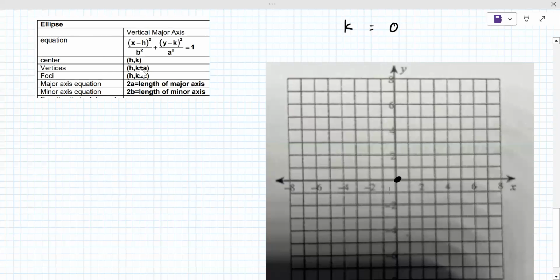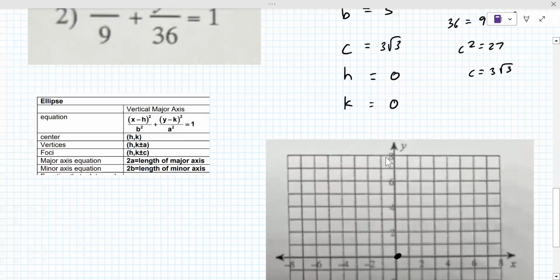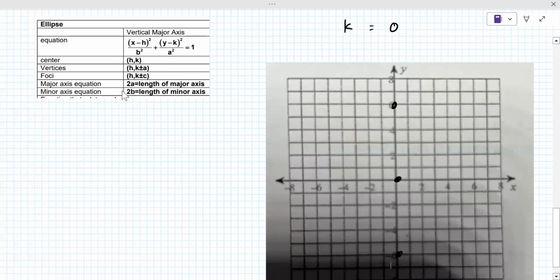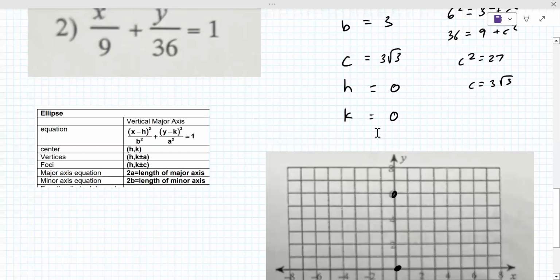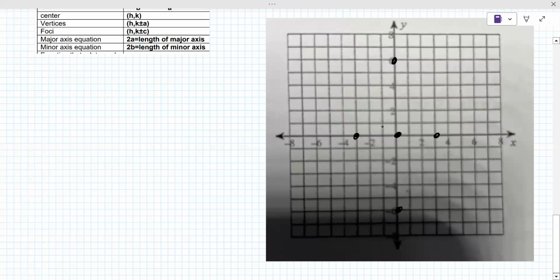The vertices are next. Notice you're adding A and subtracting A. So you're going up A, and then you're going down A. So there's 6 and -6, and then you're going left B and right B. Okay, and that's from the other one. Yeah, left B and right B. Okay, so this one looks more like a football here, something like that.